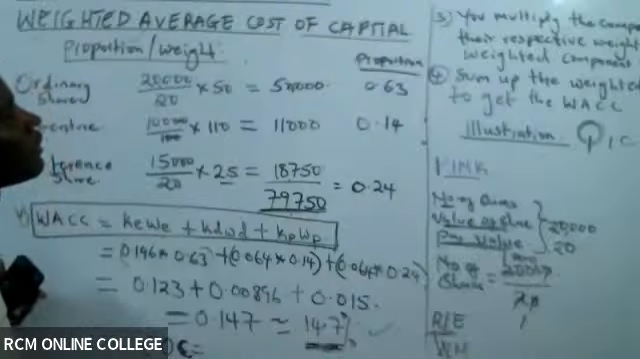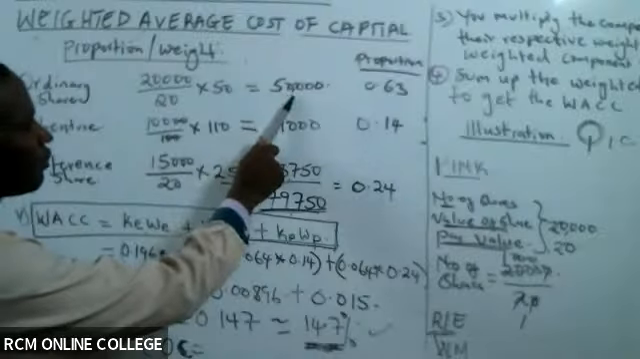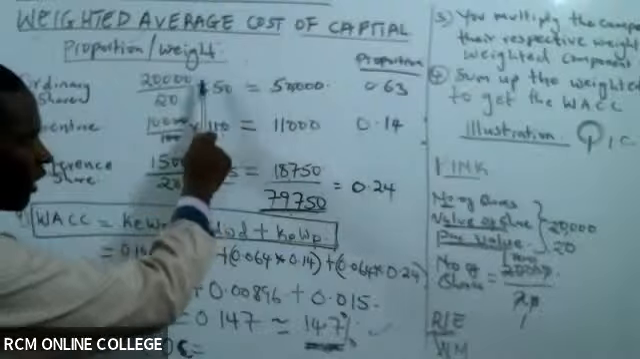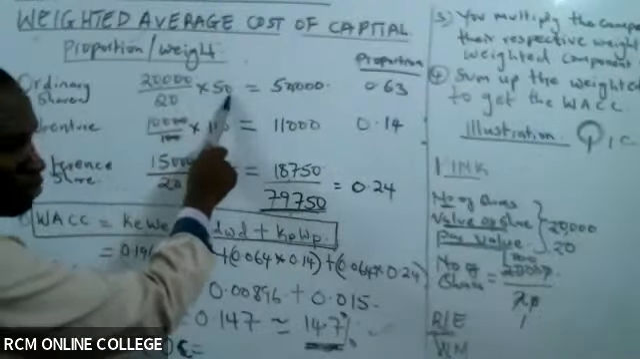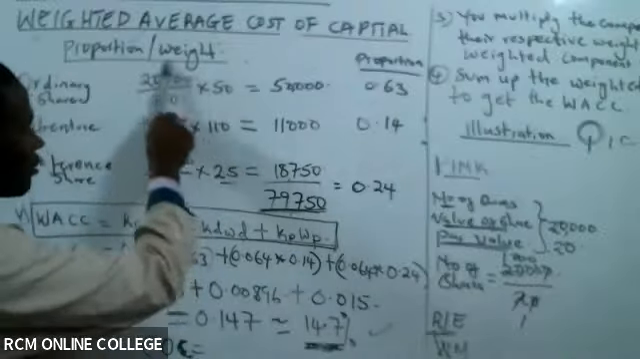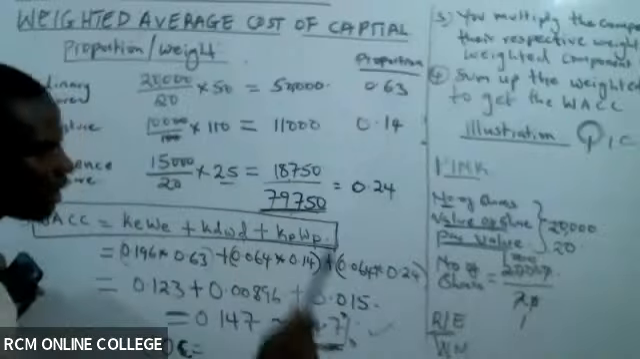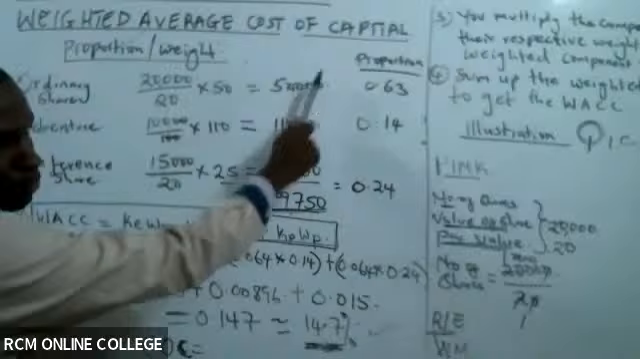Always remember, you need the value of that source of capital using the current price. So you convert, first of all, you get the number of shares. If I take 20,000 divided by 20, what I'm getting is number of shares. Then number of shares, I multiply with the current market price. That is what I get.